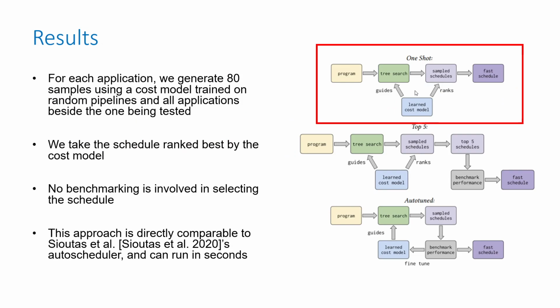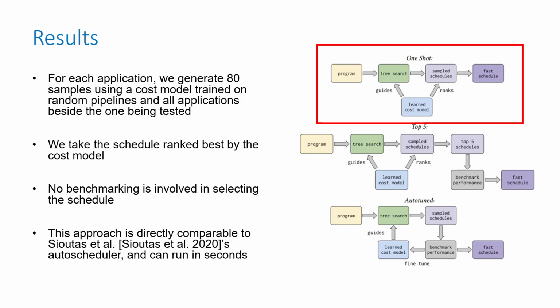Before, I mentioned that they have three workflows for using the autoscheduler: the one-shot, the top 5, and the autotune. So for all the benchmarks, they tried the three of them. For the case of the one-shot, they used 80 samples. The cost model was trained on random pipelines and also all applications except the one being tested. And yeah, so they do the ranking by the cost model, and this approach is comparable with the CUTAS in terms of performance, but as you can imagine, it's the fastest one.